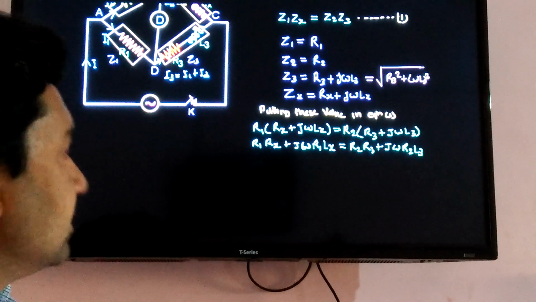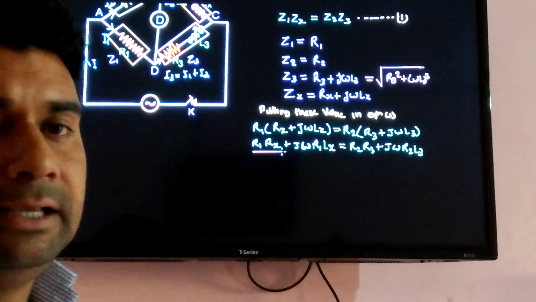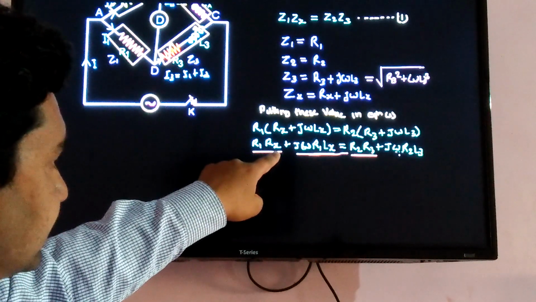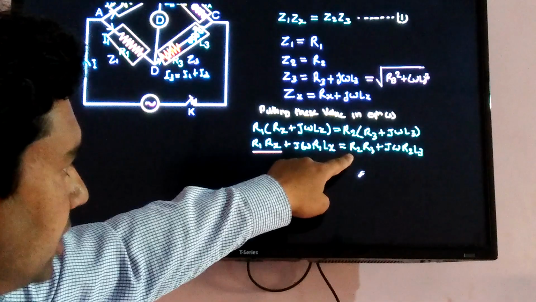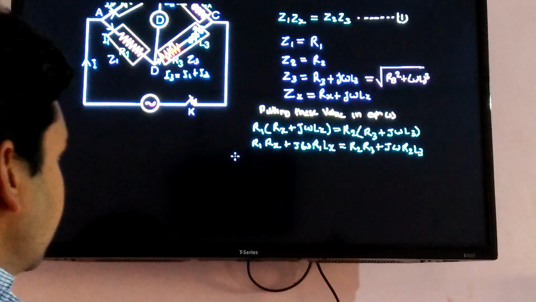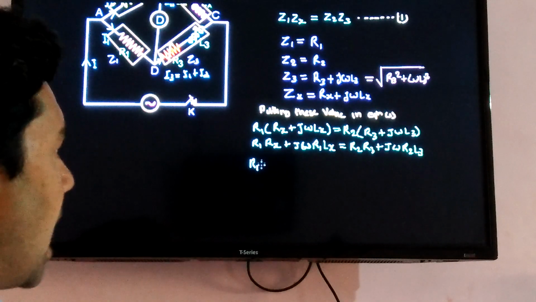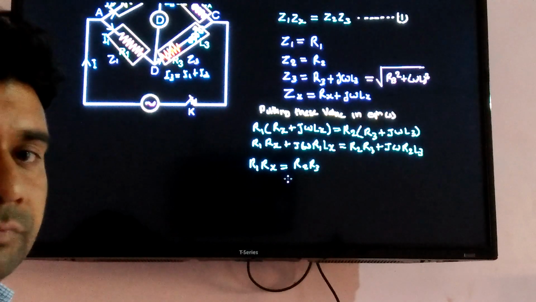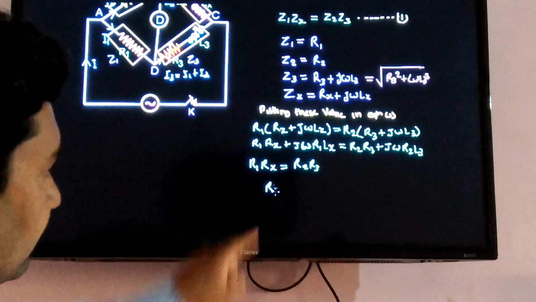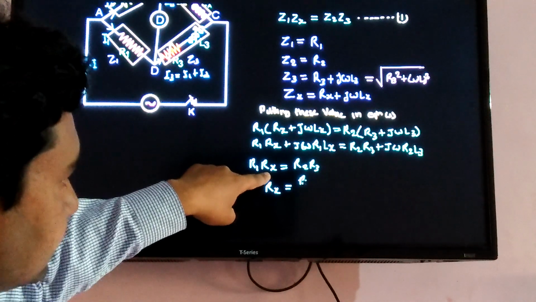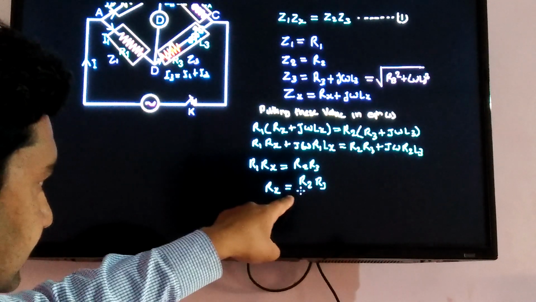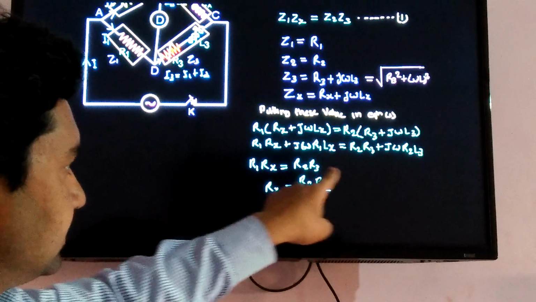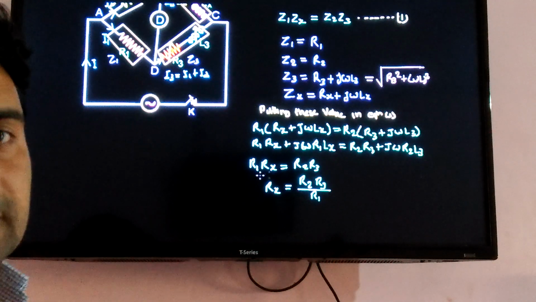Now separate the real and imaginary parts. Here R1 and Rx are the real part, and here R2 and R3 are the real part. So it becomes R1 into Rx equals R2 into R3. Now we can find the value of the unknown resistance, Rx, which is equal to R2 into R3 divided by R1. So this is the value of the unknown resistance.